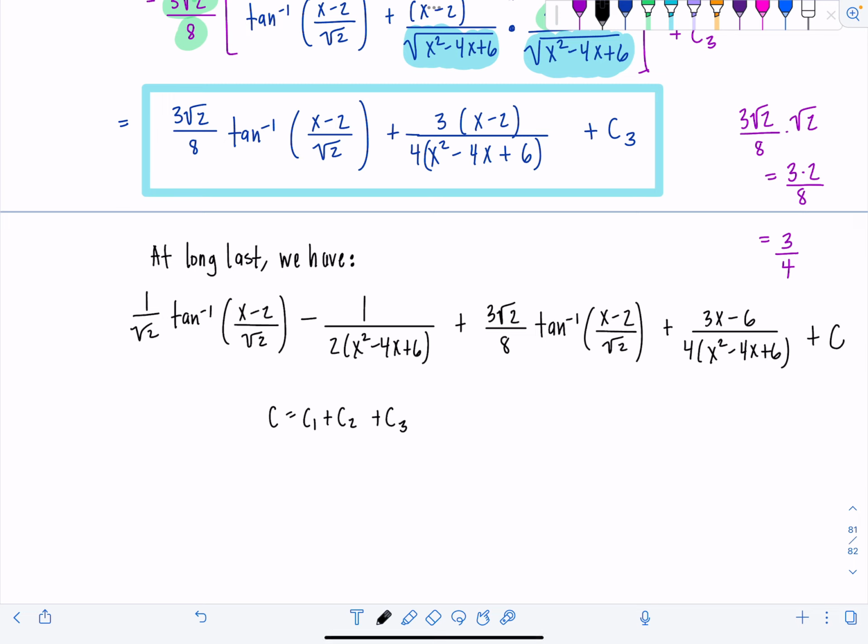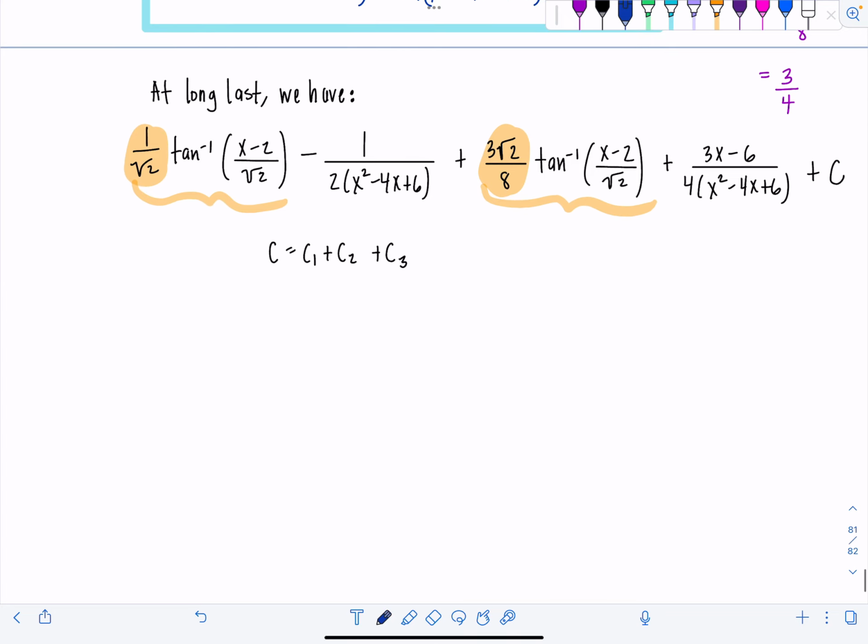Can we clean it up more? Don't punk out now. Don't be like, oh, I've done enough. No, you haven't. Look at this. We've got a tan inverse here and a tan inverse here. Can we combine their coefficients? Yes, you should be able to do that. 1 over rad 2 is rad 2 over 2 plus 3 rad 2 over 8. Let's multiply this one by 4 so we have a common denominator. So 4 rad 2 plus 3 rad 2, that's 7 rad 2 over 8. See, that wasn't so bad.